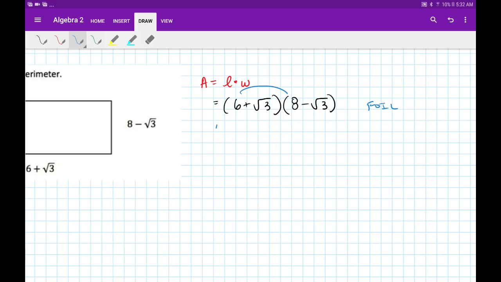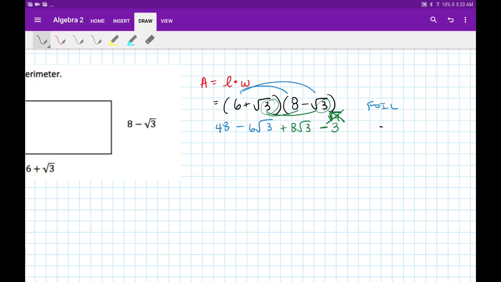So 6 times 8 is 48. 6 times negative root 3 is minus 6 root 3. Root 3 times 8 is plus 8 root 3. And very carefully, okay, we have a positive times a negative, which means I'm negative in my answer. And then root 3 times root 3 is just going to be 3. You could write square root 9 because these numbers multiply inside the radical, but recognize that that will just simplify to 3 in your next step.